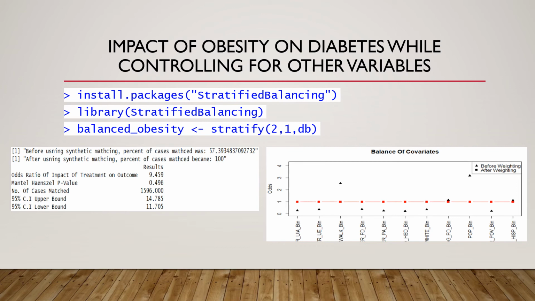We can see that the data is balanced after weighing, and also we see that before performing synthetic matching, the overlap was just 57% and then it became 100%. We also get the p-values and the 95% confidence intervals as an output.